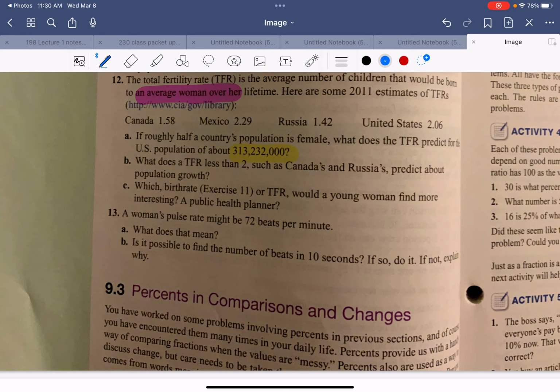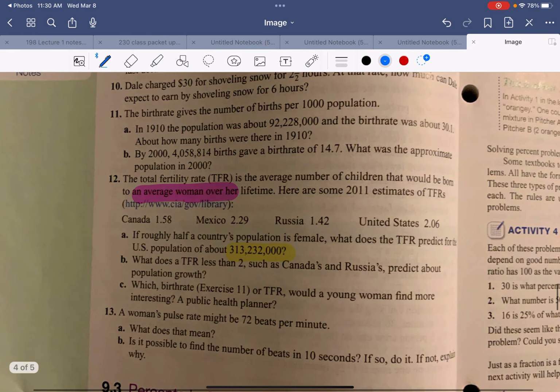Okay. And then part C, you can kind of think about what this tells you. So TFR can tell you the population dynamics over time, and birth rate tells you more about total birth numbers in a population. So you can kind of answer C. There's no right or wrong answer on that one.